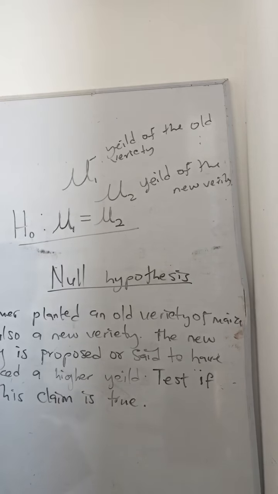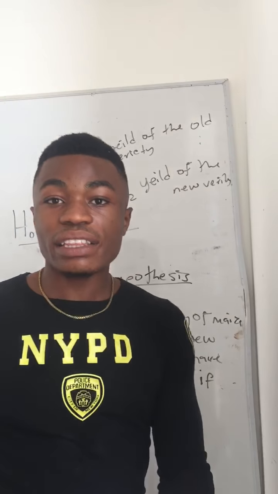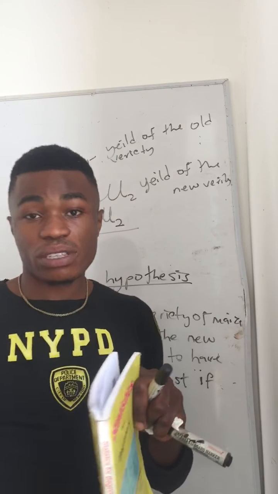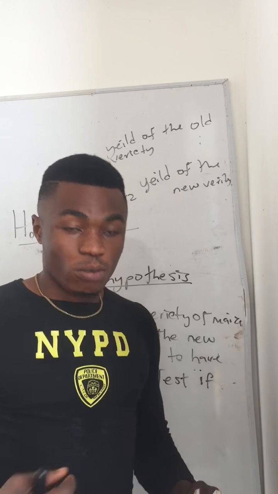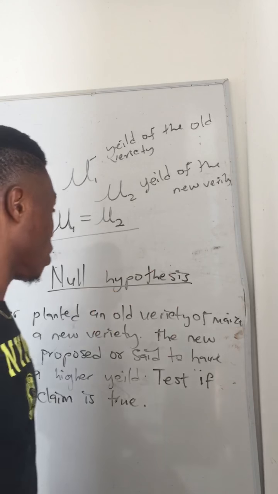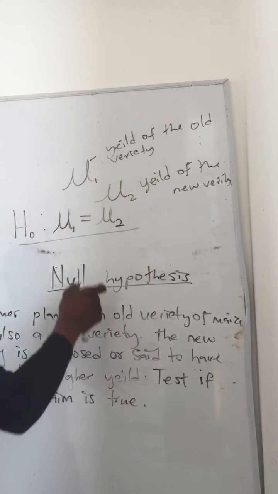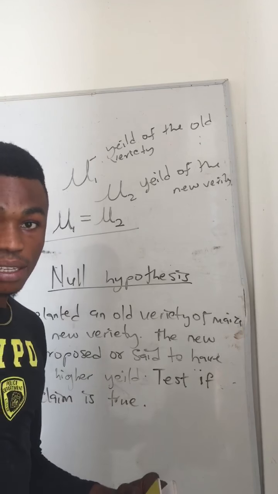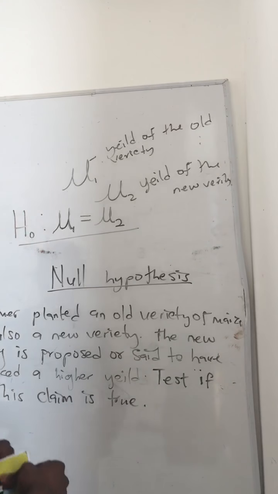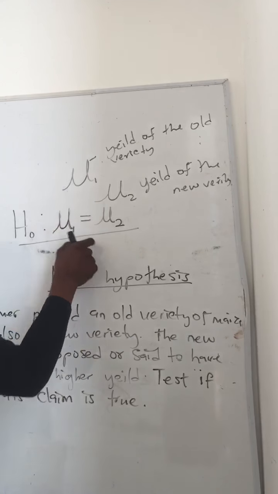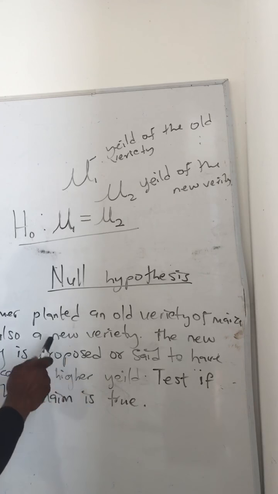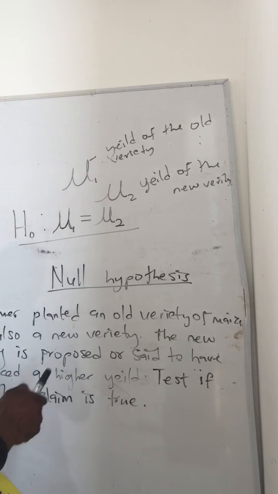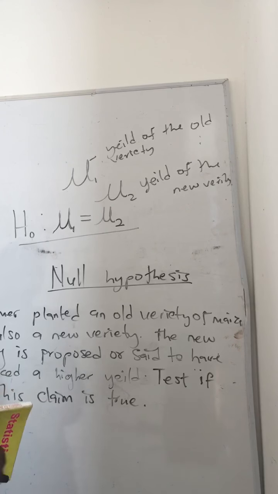In our next video, we will look at the case where we are dealing with just one parameter. We'll deal with that in our other studies. But for now, we are looking at how to conduct a hypothesis test when you are dealing with two parameters. So this is how the null hypothesis is set. Here we are dealing with two parameters in our problem, the new variety of maize and the old variety of maize. So that's it for the null hypothesis.